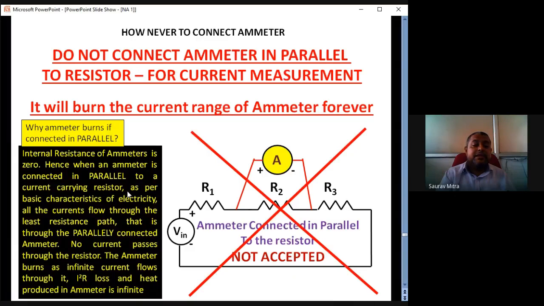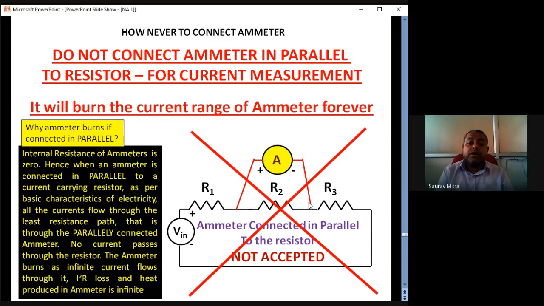So with the current carrying resistor and ammeter connected in parallel, as per the basic characteristic of electricity, all the current now flows through the least resistance path, that is through the parallelly connected ammeter. No current passes through the resistor R2. The ammeter burns as infinite current flows through it because resistance is 0, that means the current flowing through is infinite. Hence I square R loss and heat produced in the ammeter is infinite. So whatever small resistance values are there inside the ammeter, that will burn and you will not be able to use that ammeter ever again. So please never connect an ammeter in parallel with a resistance.